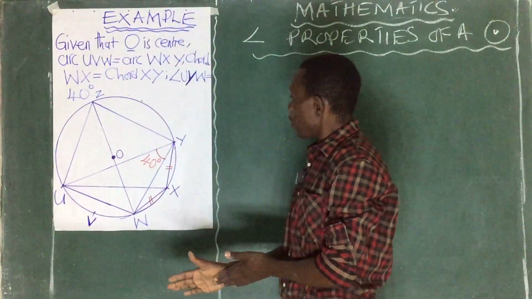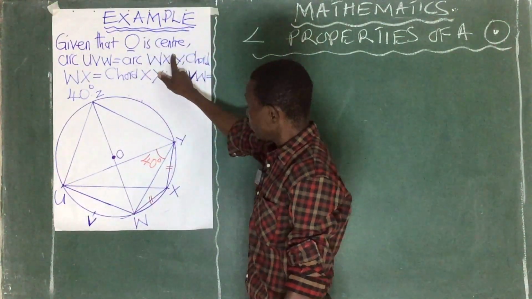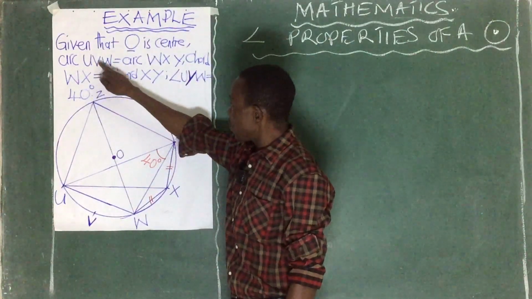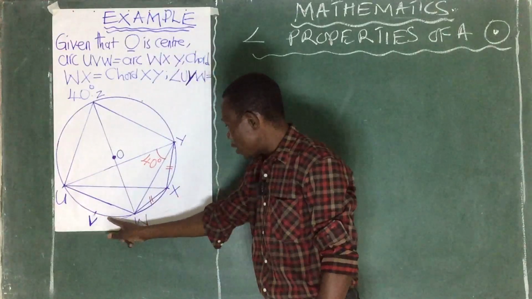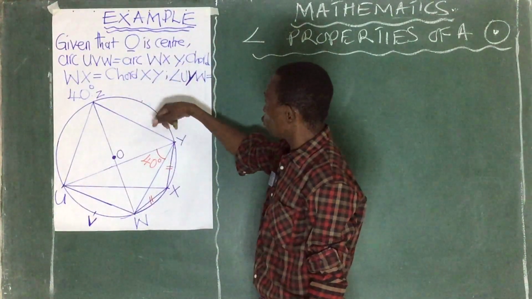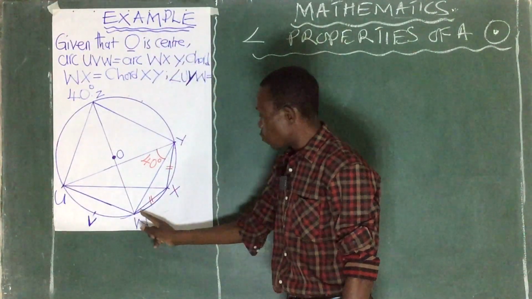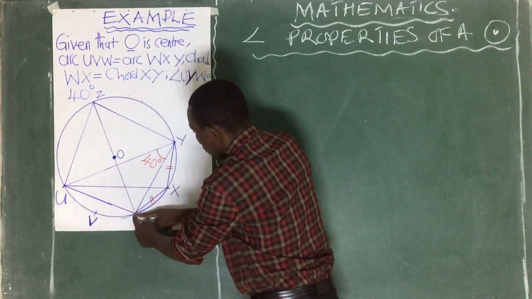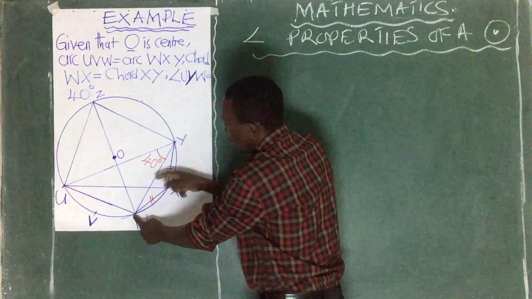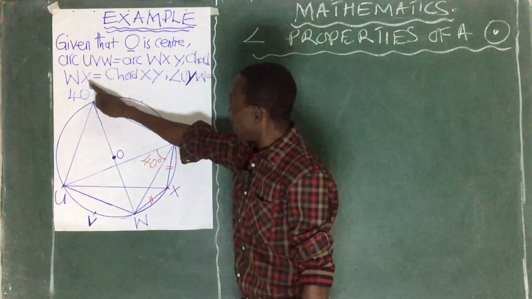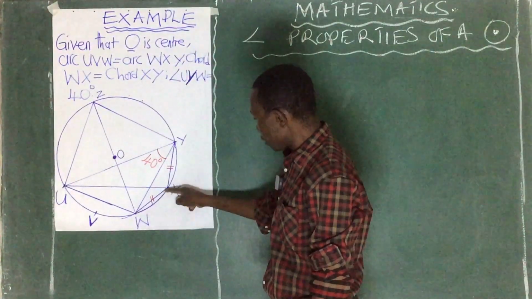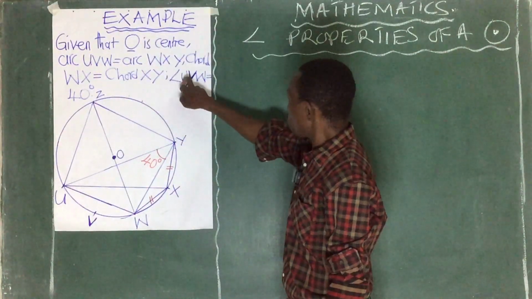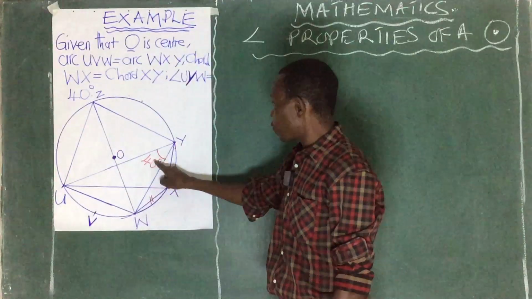Right. In the example, we are given a circle with center O, where we are told that arc UVW, which is this arc here, is equal to arc WXY. So we are referring to this arc here, UVW, and arc WXY, these two arcs here. Right. Secondly, we are also given that chord WX is equal to chord XY, which is this one here. Right. And angle UYW is 40 degrees. Right.